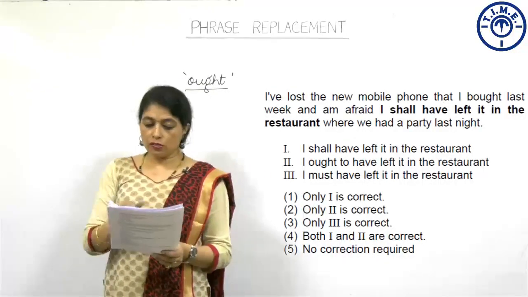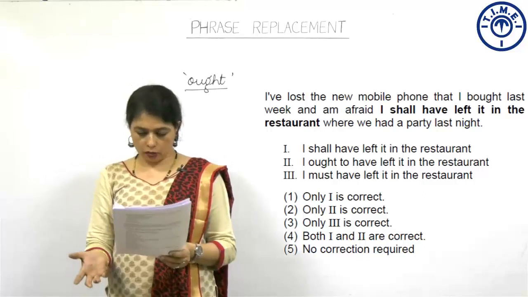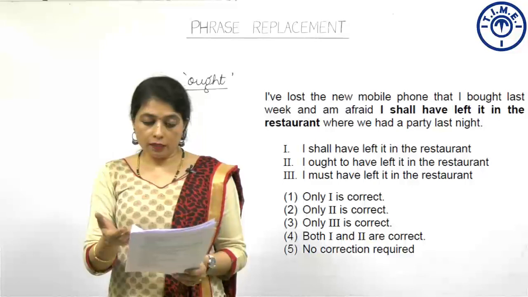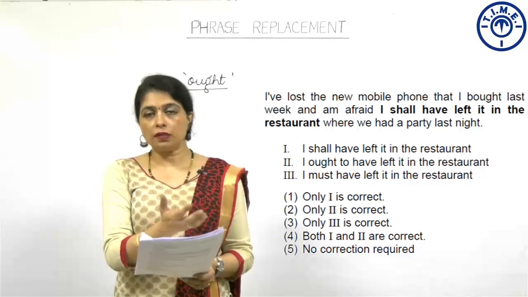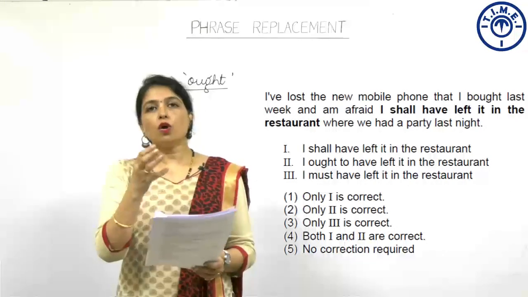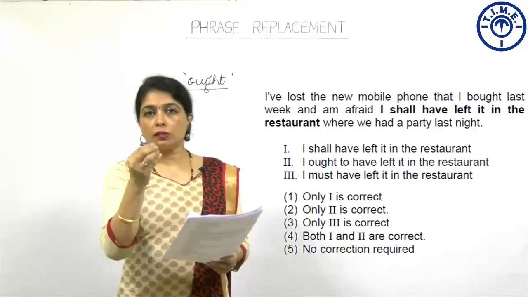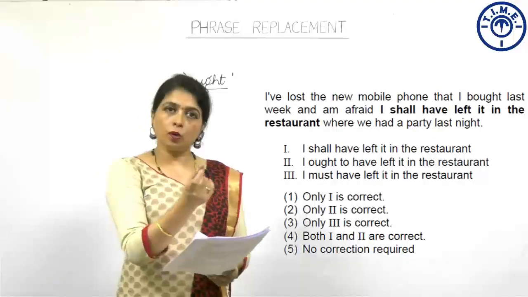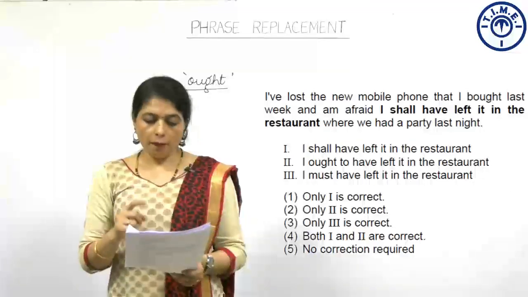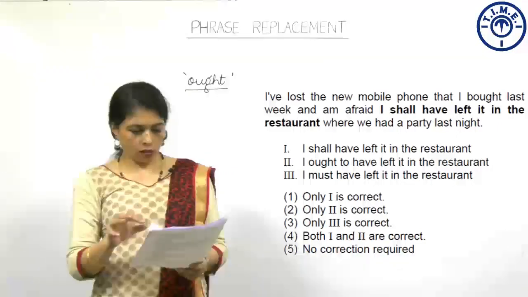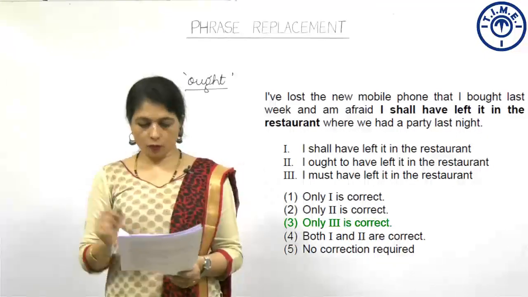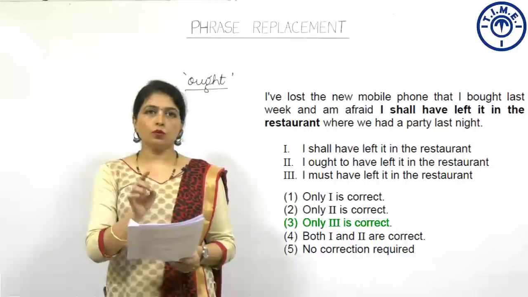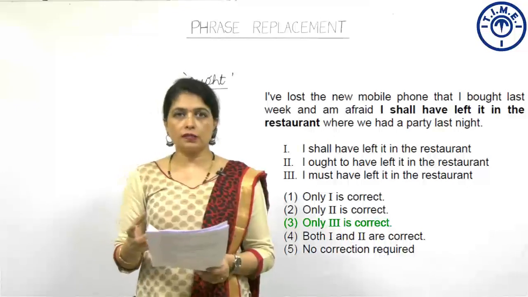Here we need to understand that it is a past deduction. So when there is a past deduction considered, you need to understand that we are talking about something done last week, and the author feels that the deduction that he or she is arriving at must be true. So the modal verb must needs to be brought in. I must have left it in the restaurant is a correct statement. So we mark option 3 as our correct answer because it says only 3 is correct, and I have already discussed it with you.